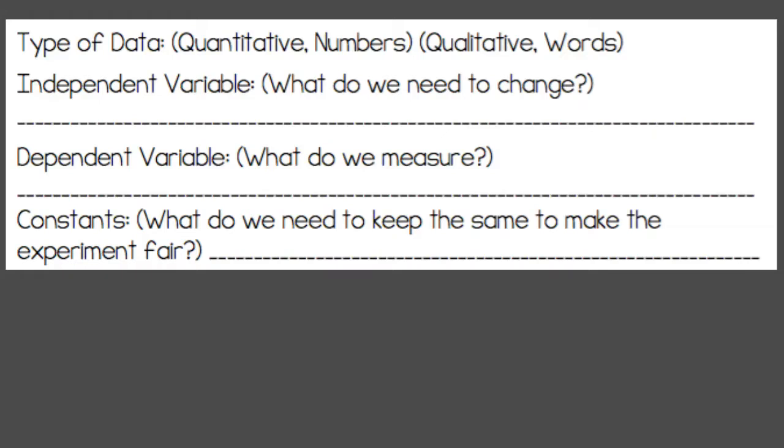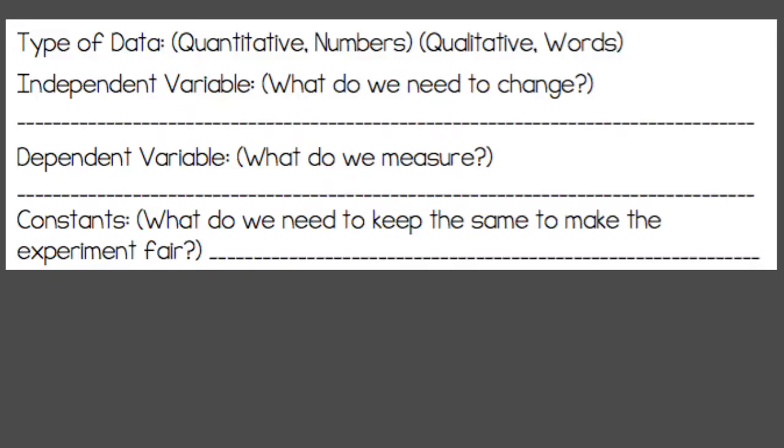My independent variable is where my hand is positioned on the string, how long the string is. What's my dependent variable? What do I need to measure? My dependent variable that I'm looking for is how high or low the pitch is, depending on where my hand is down the string.